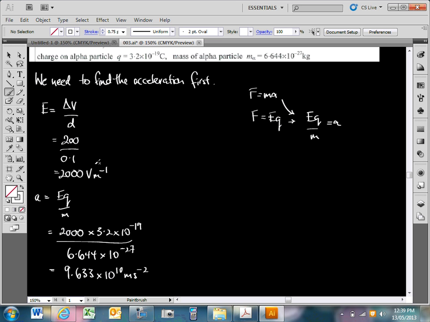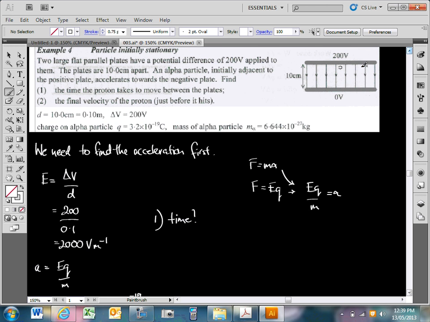Okay. So, time. This proton is going to accelerate towards the negative plate, or away from the positive plate, whichever way you want to look at it, or has a force applied to it by this electric field, F equals EQ. That force has associated with it an acceleration. So how do we find the time it takes if we know the acceleration now?